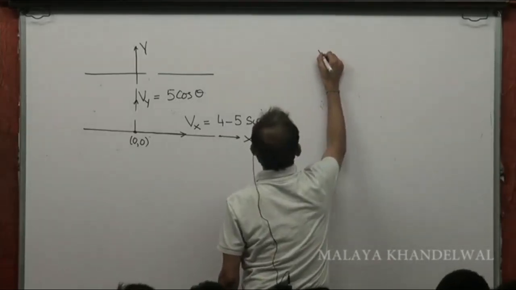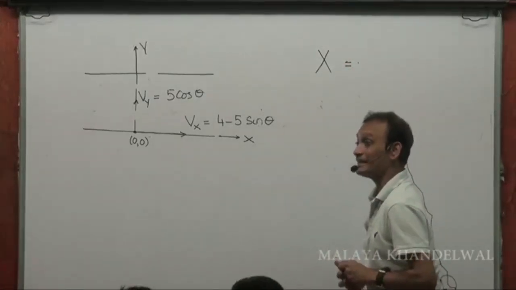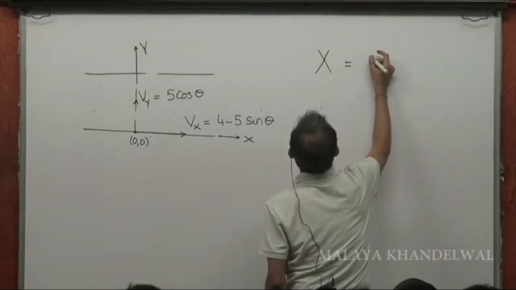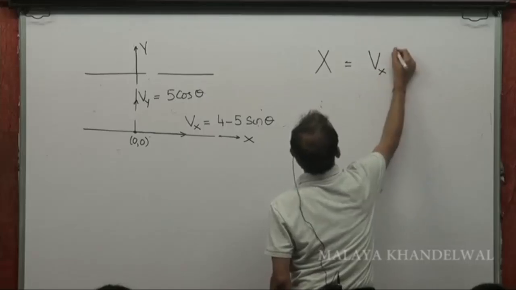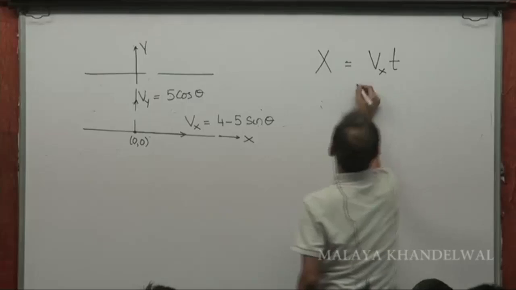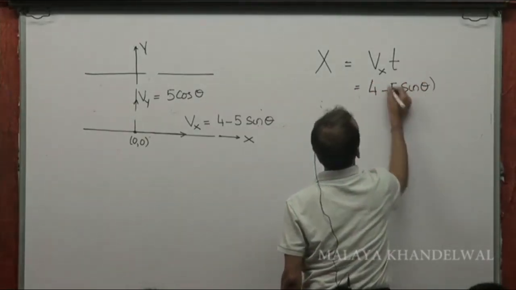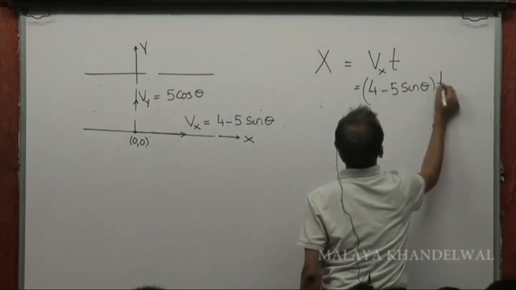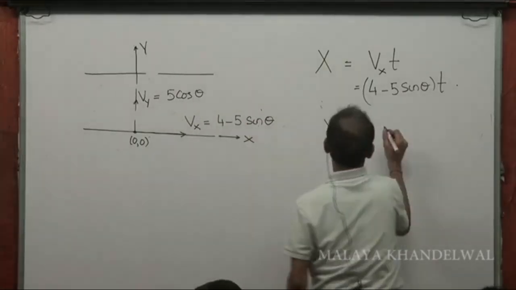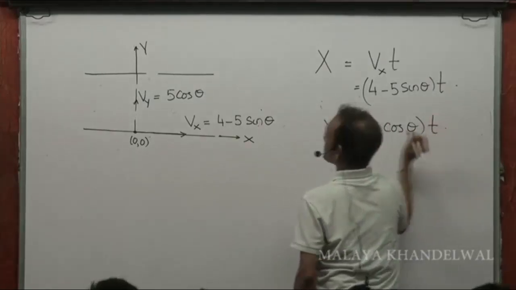Realize that the displacement of the boat in the x direction in t seconds is going to be given by what? It is going to be given by Vx into t, which is 4 minus 5 sin theta into t. What's the displacement of the boat in the y direction in t seconds? 5 cos theta into t. Right?